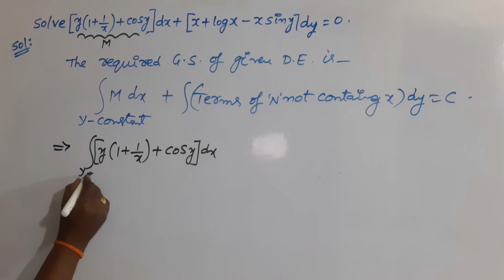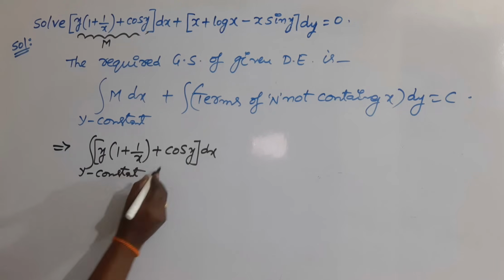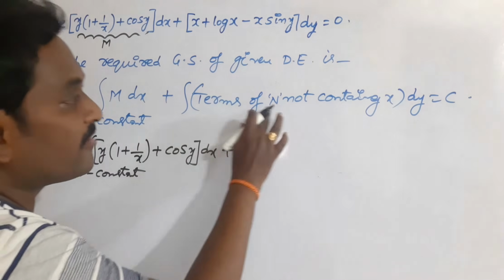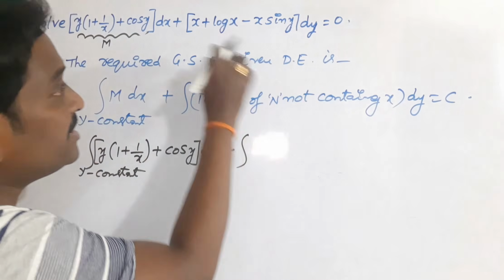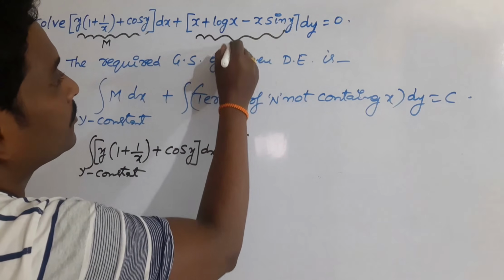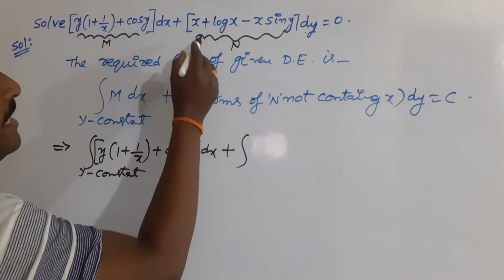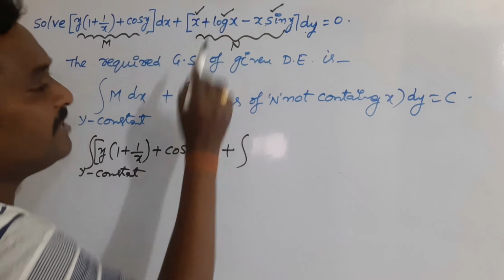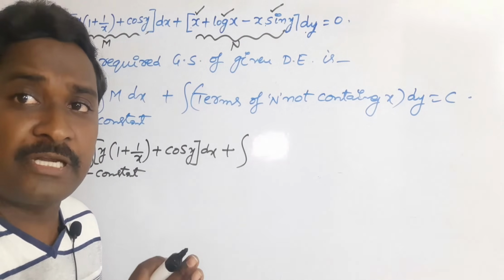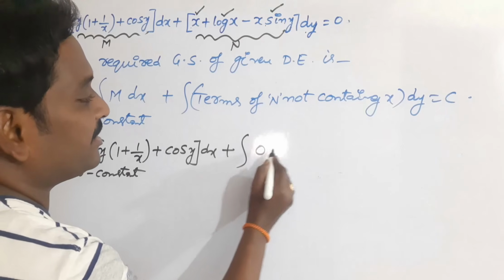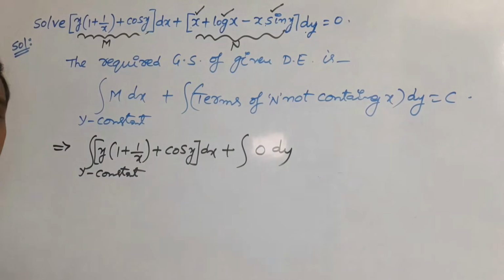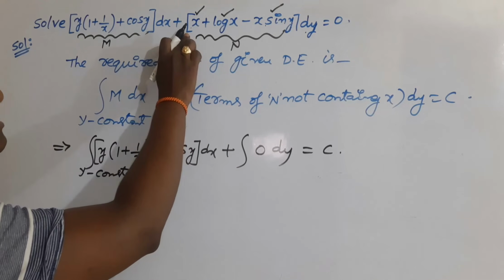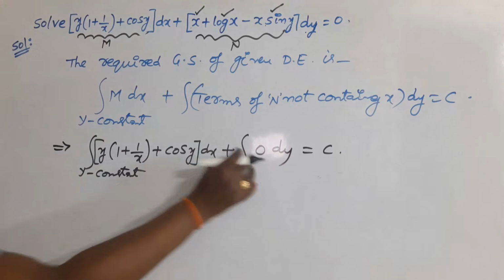Don't forget one thing, here y is constant. Plus, don't write all terms of N. You should write the terms of N which do not contain x. Here N has three parts, first, second and third, but each and every part contains x. So you don't take any term here. Just write 0, is equal to c. Each and every term has x involved, that's why don't take any term here. Directly you can take 0.